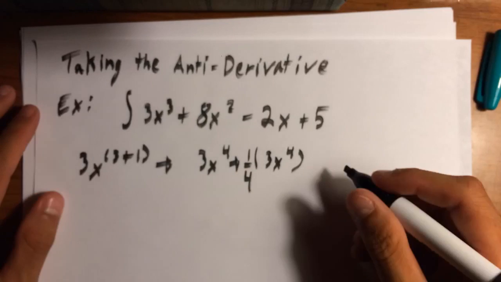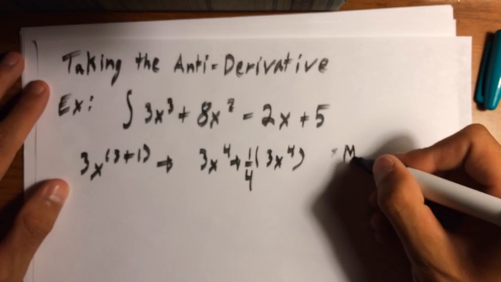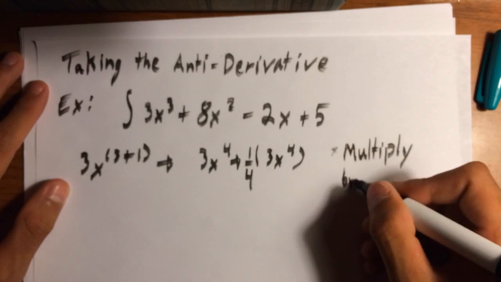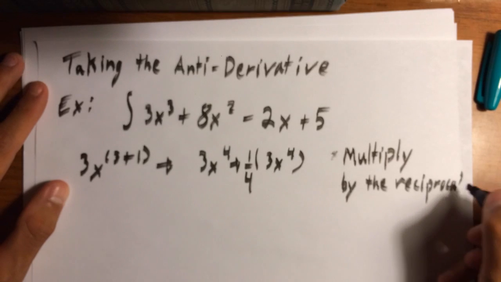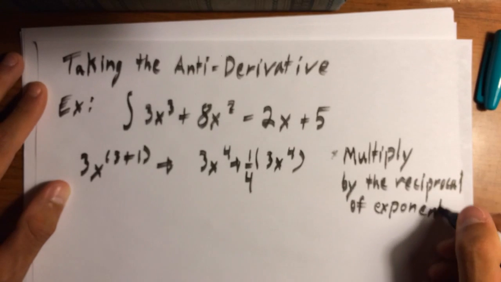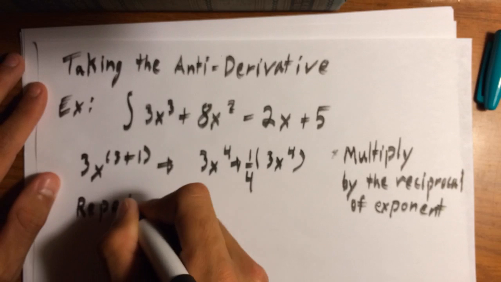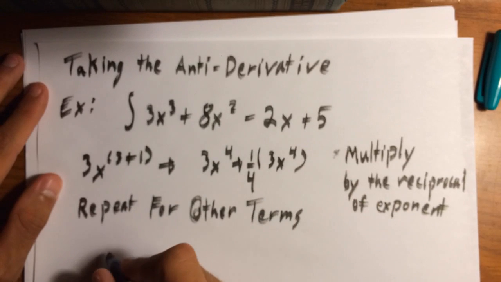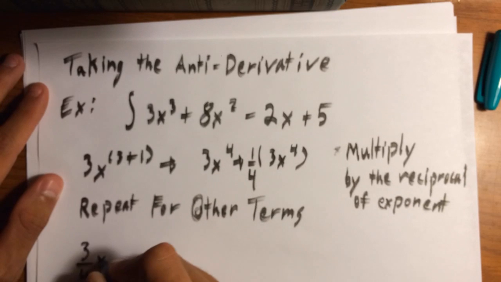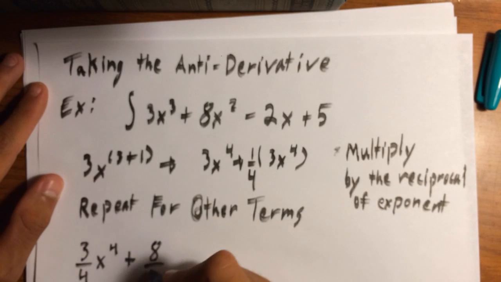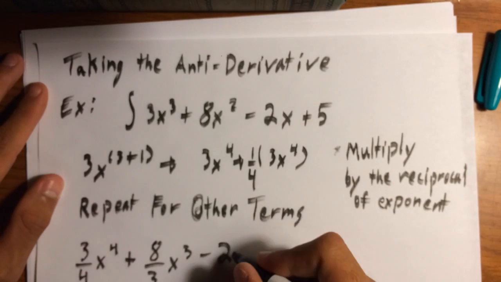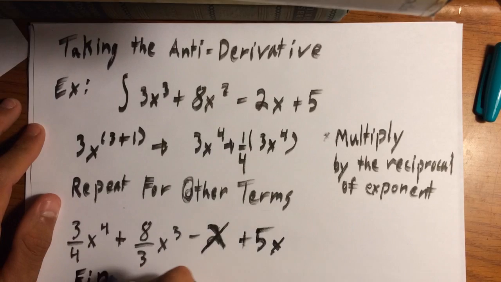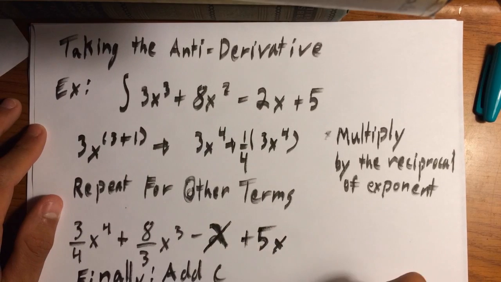So basically, the exponent, we'll go back a little bit more. Oh yeah, so the 3x, the exponent is added to 1, and then the whole coefficient is multiplied by the reciprocal of the exponent. So 3x to the fourth is multiplied by 1/4. So then we repeat this for the other terms, and we get 3/4 x fourth plus 8/3 x cubed minus x plus 5x.